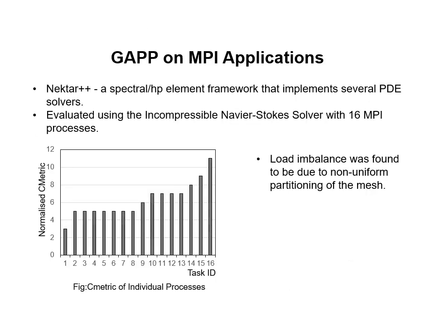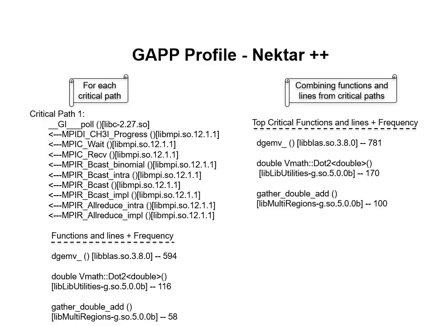We also experimented with GAPP on an MPI-based PDE solver, Nektar++. The results obtained by GAPP for Nektar++ can also be obtained with MPI profiling tools. GAPP identified load imbalance among the MPI processes, which was caused by non-uniform mesh partitioning in the solver. The critical function identified, DGEMV, was a matrix multiplication routine exported by the BLAS library.